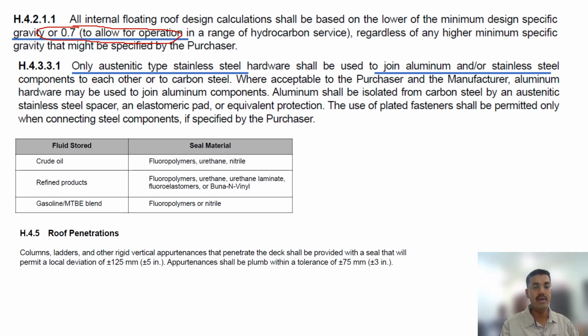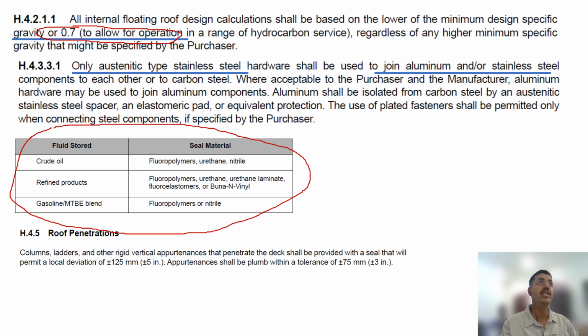And here is one important point: the fluid stored and the seal material. Seal material means the material between the roof plate and the shell plate. What sealing material are they using? For crude oil, it is urethane or nitriles. All these things you have to check, in case there are any open book questions.